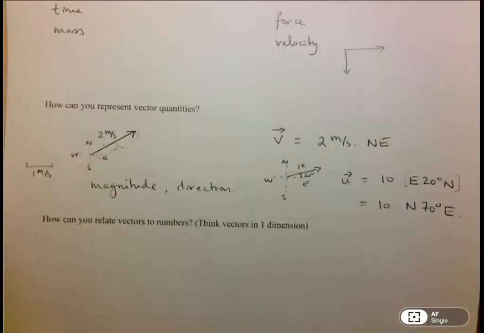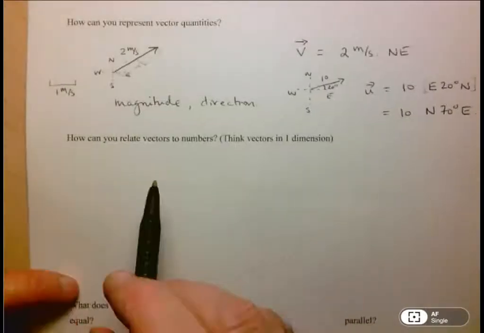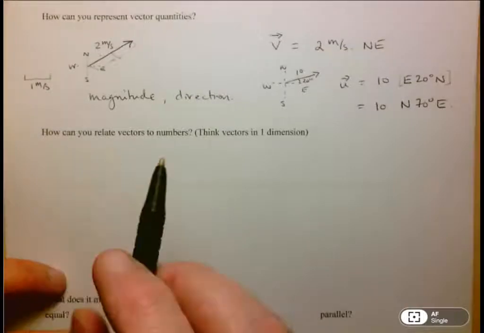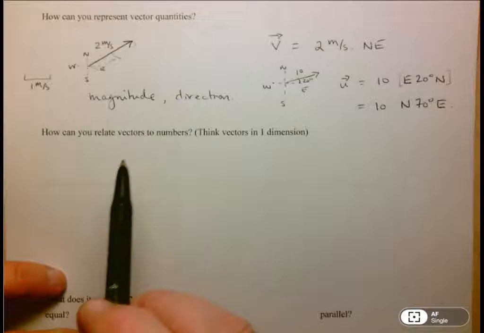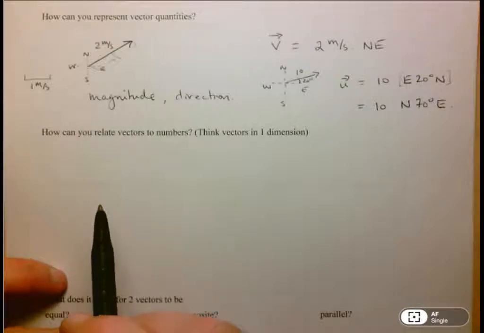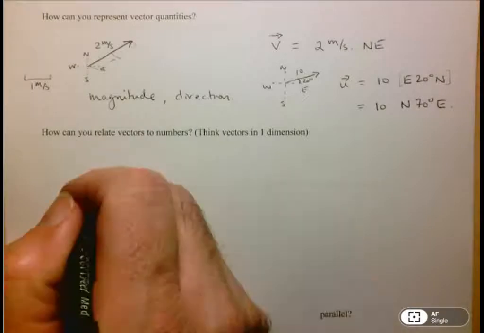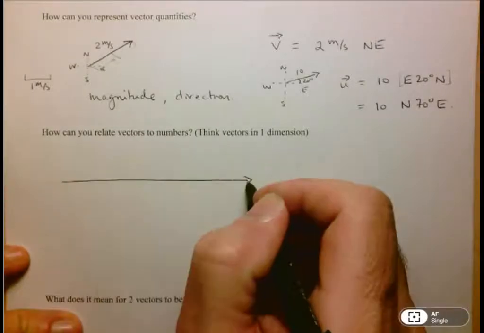Now, one thing I'd like to look at, and this is something that's going to come up over and over again, is that we can actually think of numbers, these scalar quantities, as themselves being vectors. In other words, they're vectors in 1 dimension. So I want you to think of the real number line.